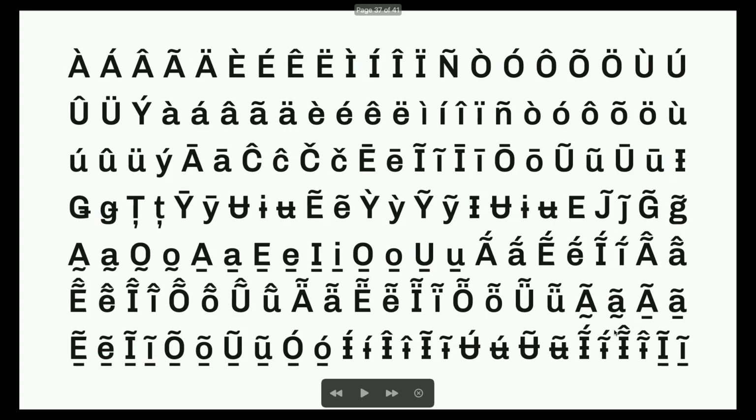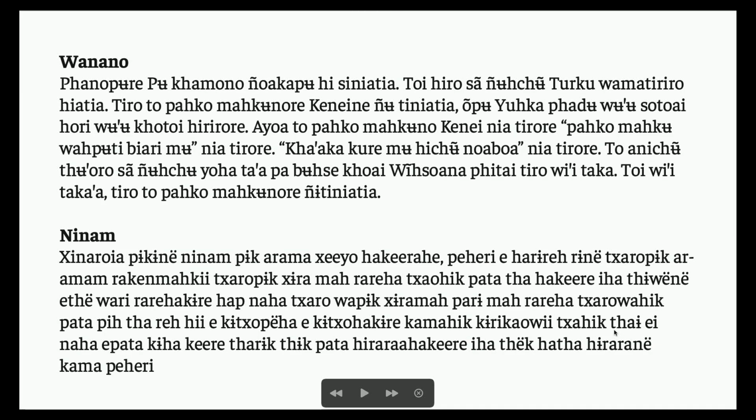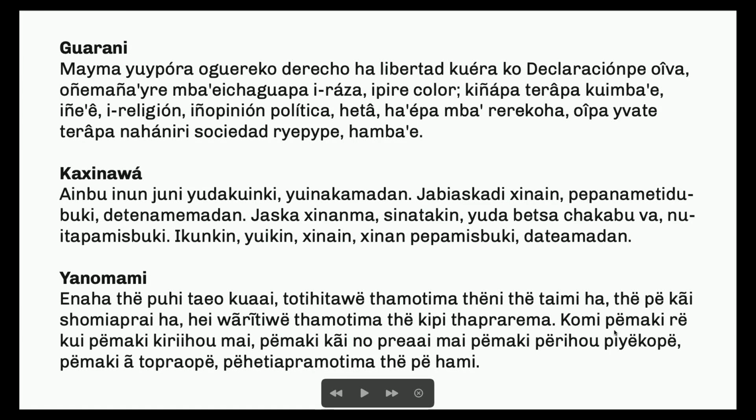So this is the final result we have, and some text samples of indigenous texts in the Faustina, which is the serif typeface, and Chivo, which is the sans one. These texts came from the Declaration of Human Rights, so you can find this. Some of these languages are already a bit more documented than others.